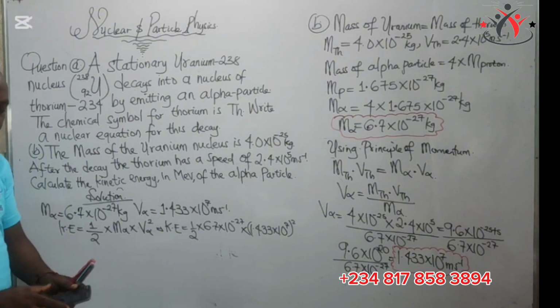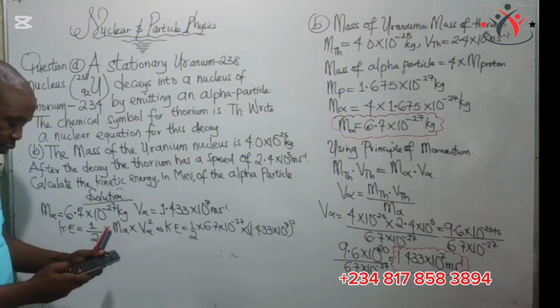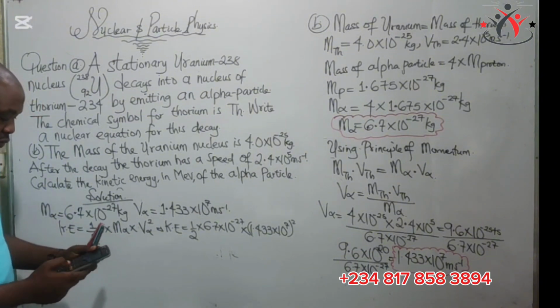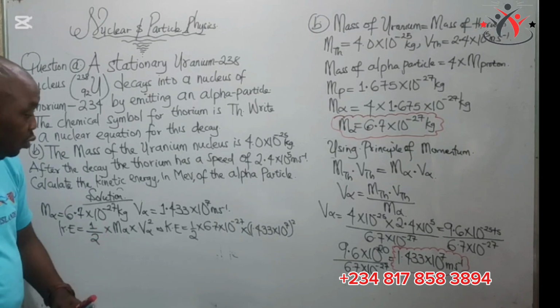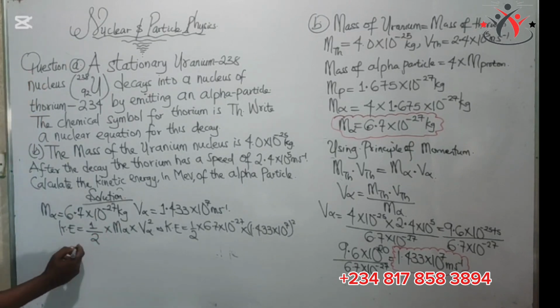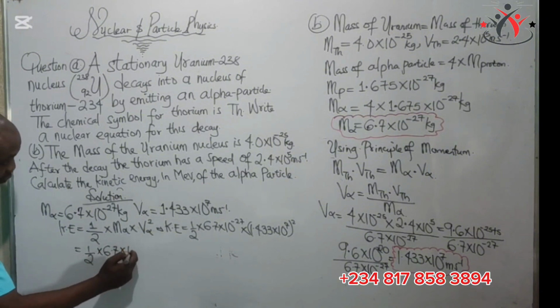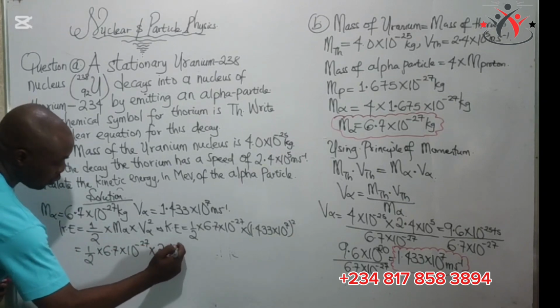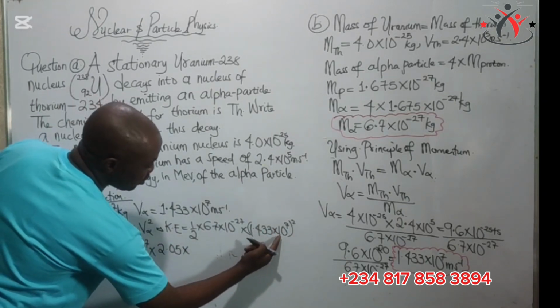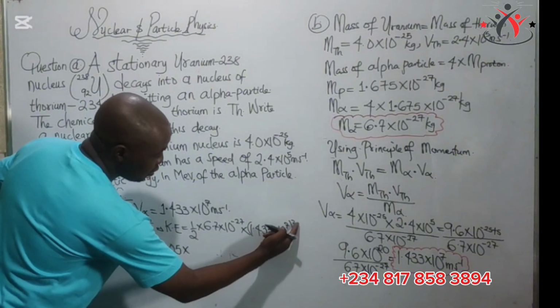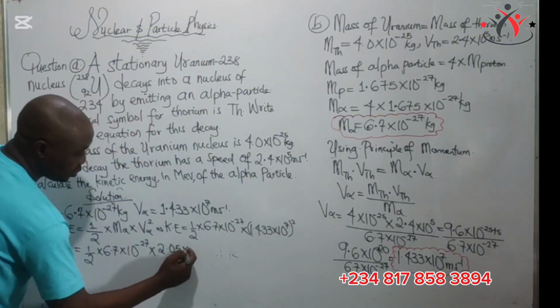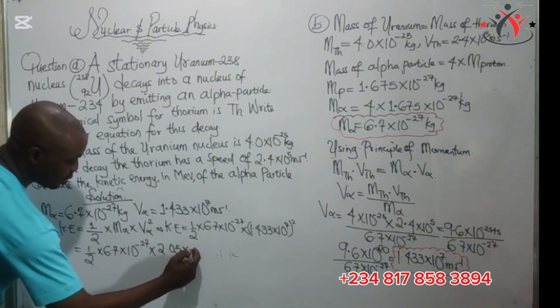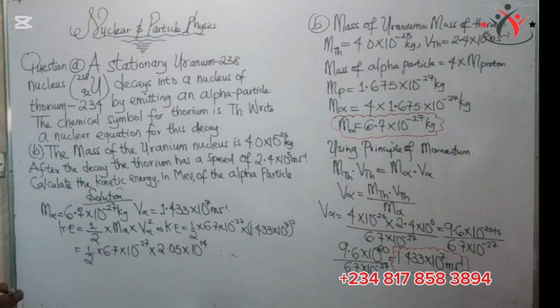Now let's get the value for 1.433 raised to the power of 2, and that will be 2.05. So we have 1/2 multiplied by 6.7 multiplied by 10 raised to the power of minus 27, then multiplied by 2.05. Now we know that when we raise 10 to the 7th power to the power of 2, it will be 10 raised to the power of 14. So that will be multiplied by 10 raised to the power of 14.